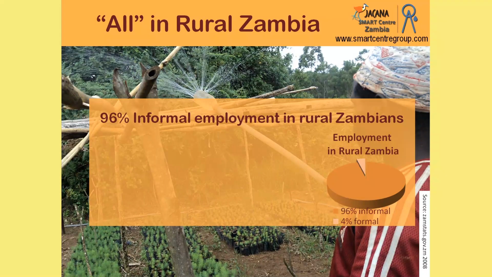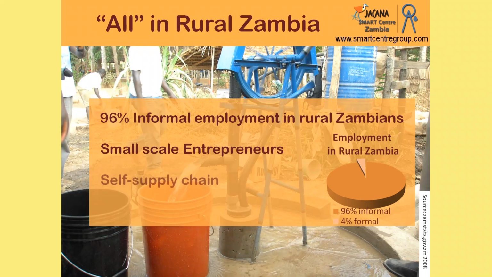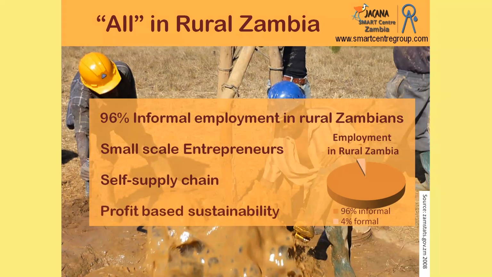In Zambia, 96% of the people who are employed in rural areas are informally employed, meaning they are employed by very, very small entrepreneurs who are not registered with tax or pension schemes or anything. Let's use these entrepreneurs in these rural areas to set up a self-supply chain. Let them produce water products, and let's make sure they make a profit with it.